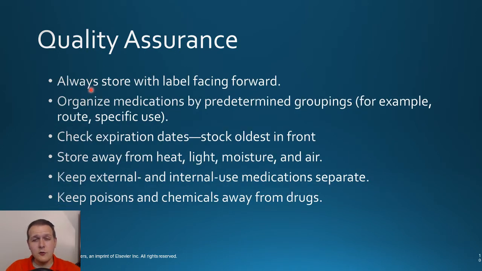Always make sure when you're storing medications on the shelves that you see the label facing forward. You don't want a bunch of stuff where you can't tell what it is. So that's one way to quickly identify medications. Typically we'll organize medications in the pharmacy based on certain groupings. For instance, you'll have a section just for your oral meds, a section for your ophthalmic meds, a section for your suppositories. By keeping those distinguished and separate from each other, it's easier to find medications and not get them mixed up.